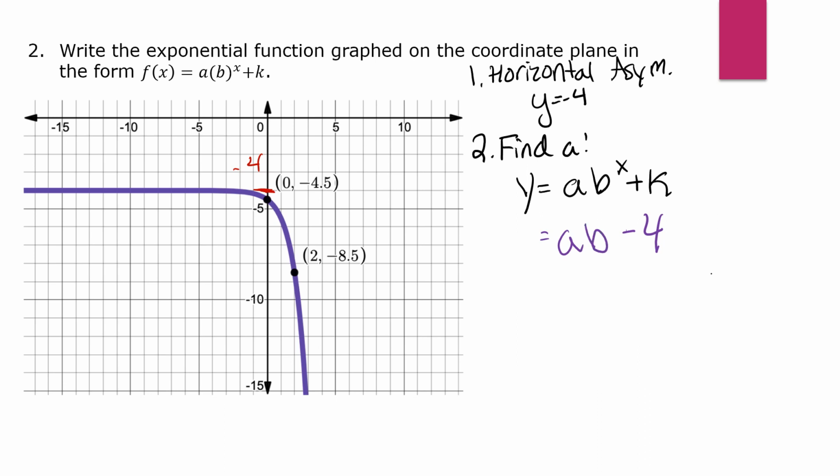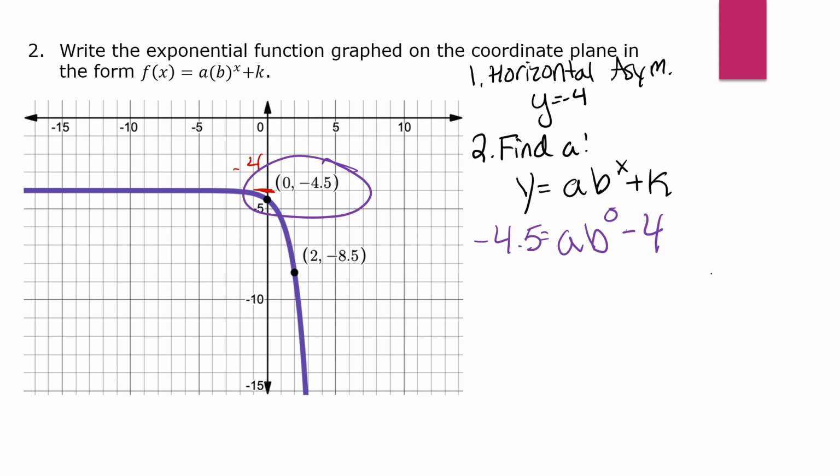And then we're going to use the point 0, negative 4.5, because like on our first problem, we want to use the point where we can plug in 0 for x. I will always give you a point when you're doing them from the graphs, where 0 is your x value, so that you can figure out what your a is. So we're using 0, negative 4.5, so b to the 0, and then we got negative 4.5 for my y value.